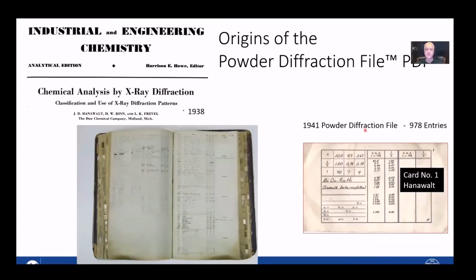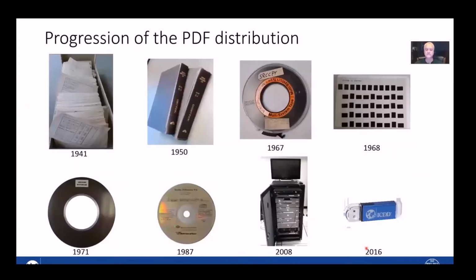In 1941, the first powder diffraction file cards were published. These cards were in fact on index size cards, written by hand. Number 1 is a bismuth organometallic. It had a simple list of d-spacings and relative intensities, handwritten, and this one with the H in the corner means it was written by Don Hanawalt himself.